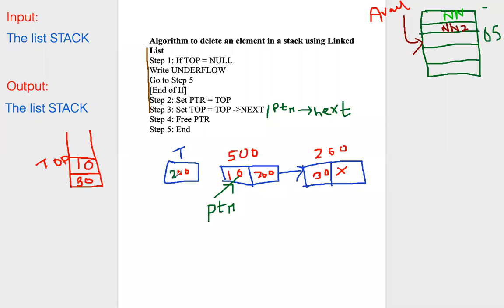And what is meant by 200? It is pointing to this node. And we delete, we free PTR. So this is deletion. This is similar to deletion from a linked list at the beginning of the list. And we already know that complexity to be order of 1.